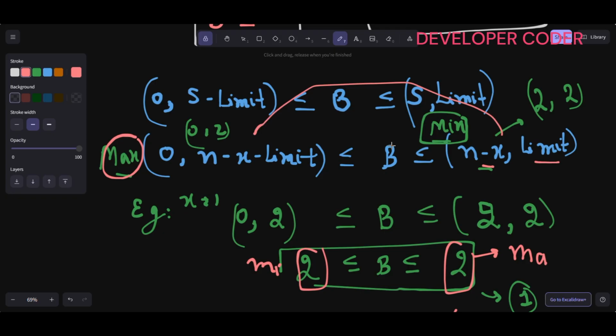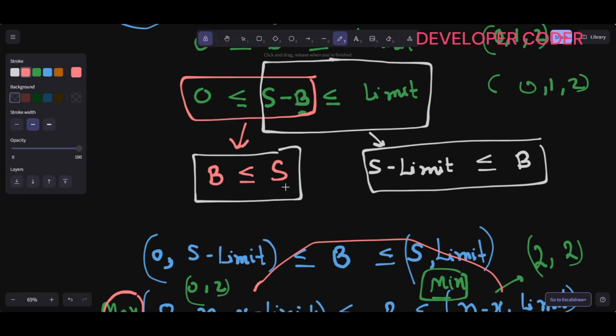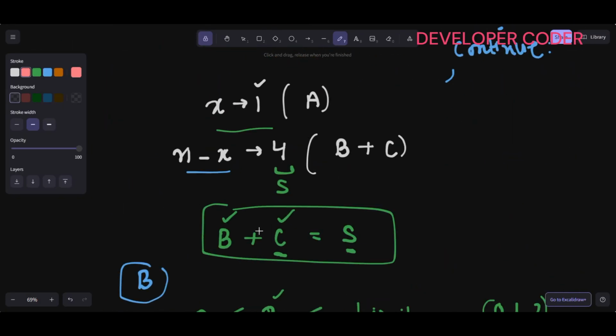From this we have to subtract this and plus 1. Here you write minus Math.max of 0 and n minus i minus limit, and here plus 1, inclusive. Then from here you can simply return answer. That's it.